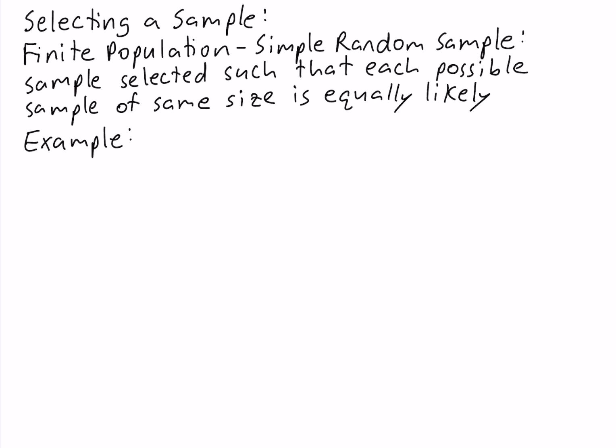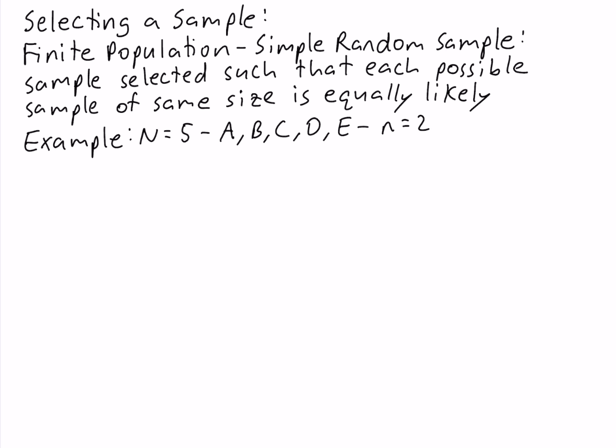Suppose that we're sampling from a population of size 5. So this is a finite population, capital N is equal to 5. Now let's say that the elements in our population are labeled A, B, C, D, and E. And we want to take a sample of size 2, so lowercase n is equal to 2, and we want our sample to be a simple random sample.